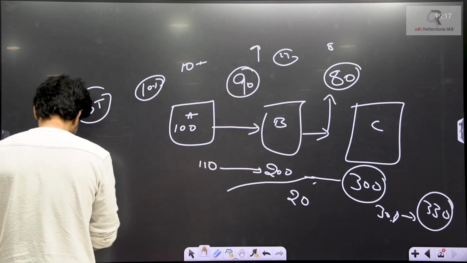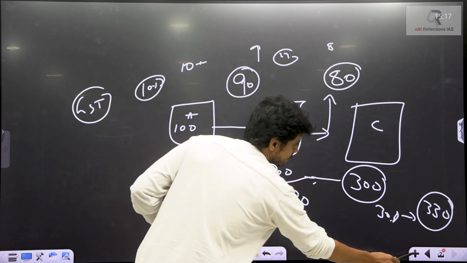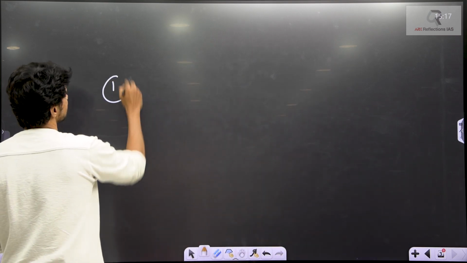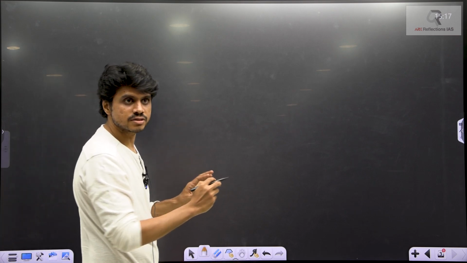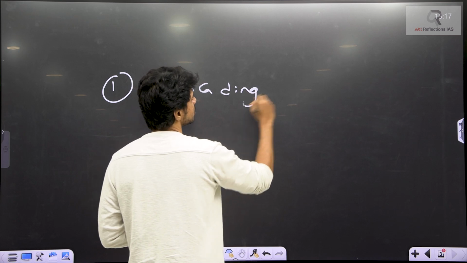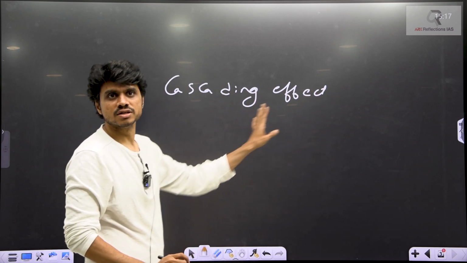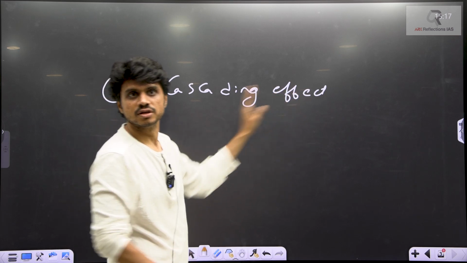So with this, what happens now? You guys tell me. So first benefit that is happening is cascading effect is removed. This point is clear for you, all of you. Cascading effect is removed. We are talking about the GST benefits.